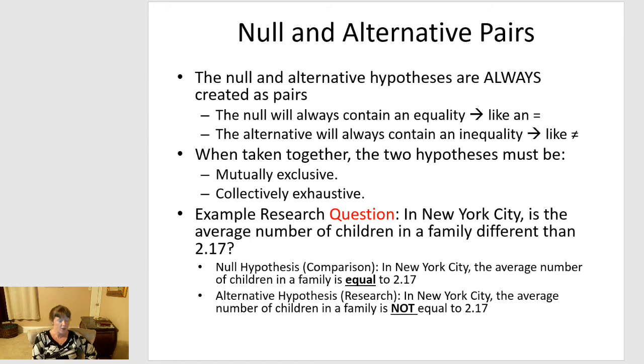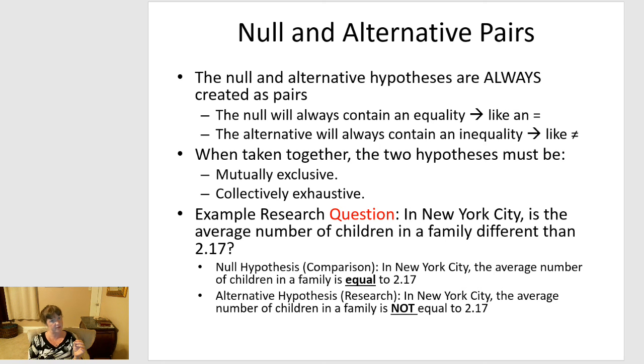So, null and alternative hypotheses must always be created in pairs. Every time you ask a research question, literally every single time, there's going to be a null hypothesis, which is boring, that will say group averages are equal. This group is going to be equal to this other group. So a null hypothesis will always have a mathematical equality, like an equal sign. It will say this average is equal to some specific number, right?